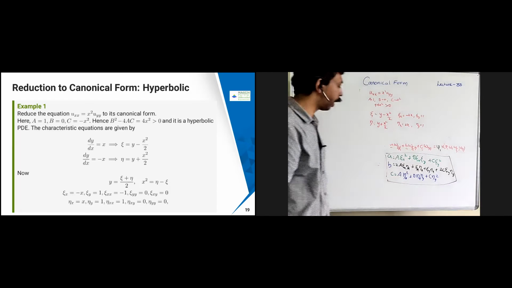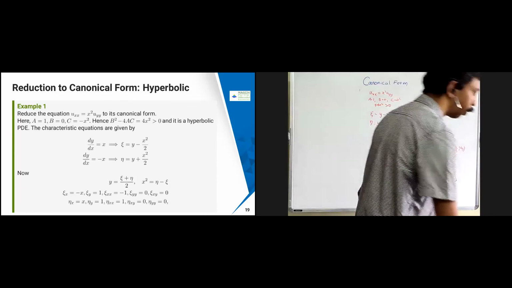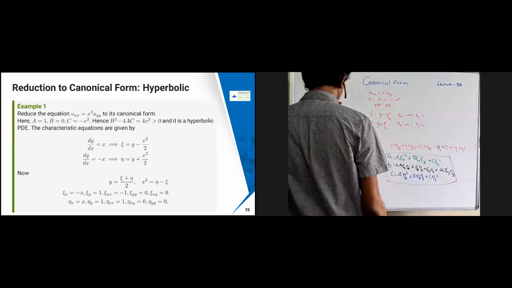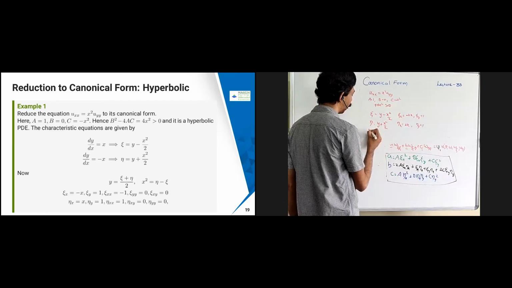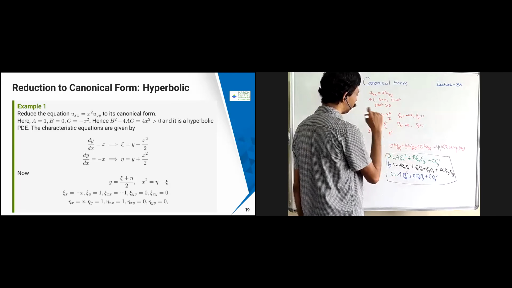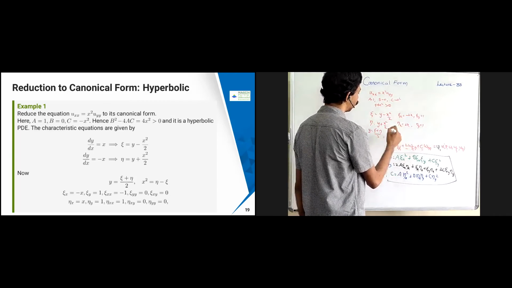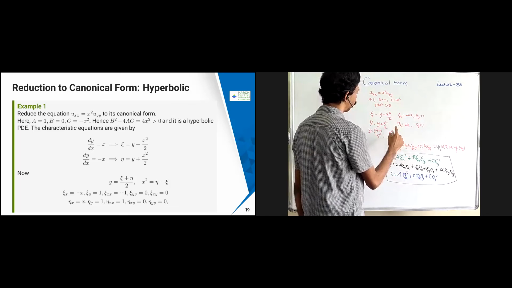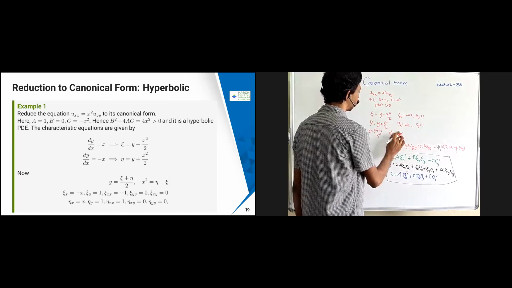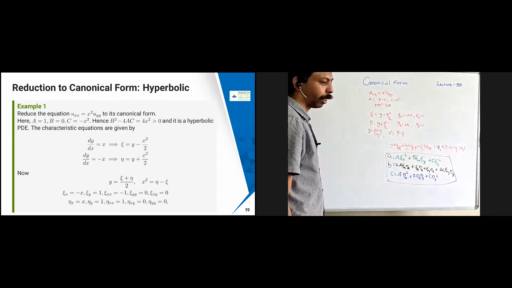Now we need to find the remaining things. Okay, so we'll find that, and also you can simplify this and then get that y is going to become chi plus eta by 2, and x square is going to become, if I just add this 2, eta minus chi. Okay, eta minus chi is going to come.